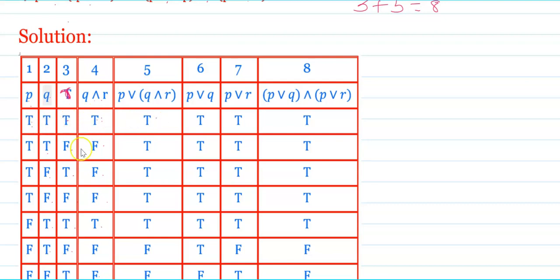T or T is T. T or F is T. T or F is T. T or F is T. F or T is T. F or F, both of them are false. Therefore it is F. Okay.